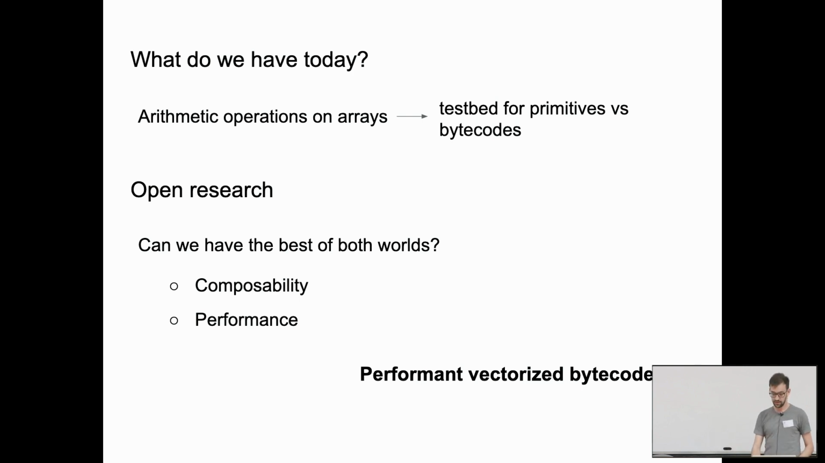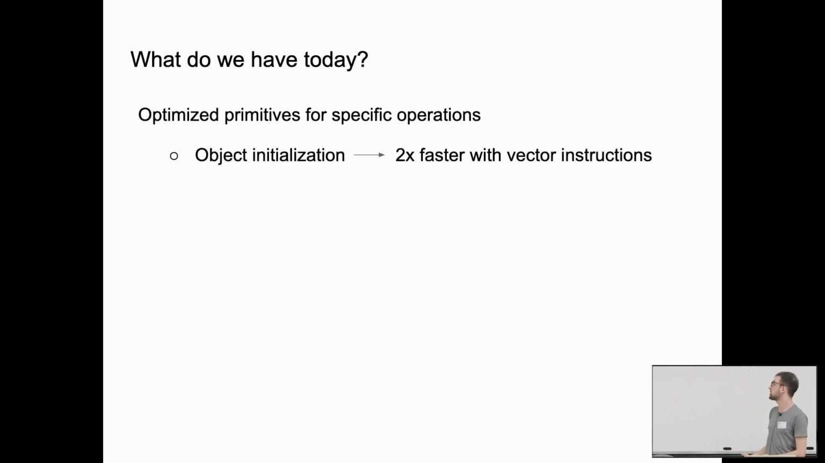But also, while we were working on this, we started to notice that there are some operations that could be sped up quite easily. For example, we have a primitive for creating objects, and we can use vector operations to speed up object initialization, which just means going over all the attributes in an object and saying this is nil, nil, nil, nil. It's faster if you do it several elements at the same time. We have one operation that makes it twice as fast as before to initialize objects.